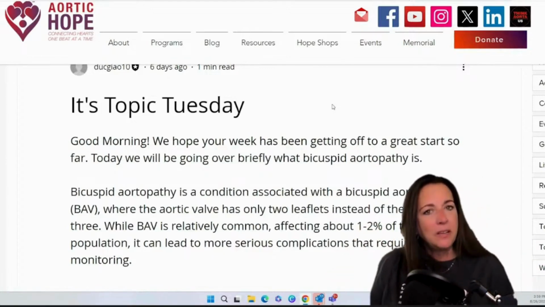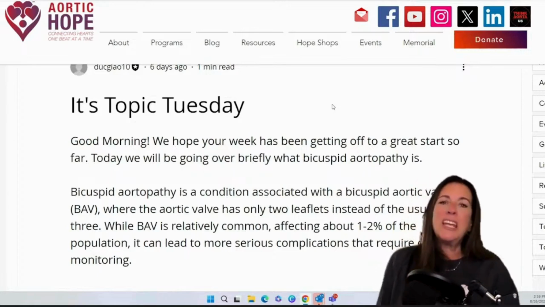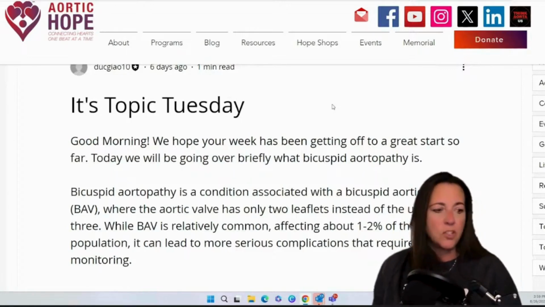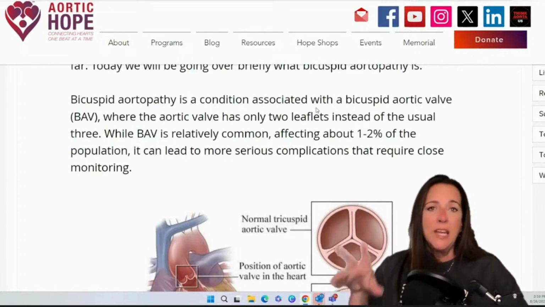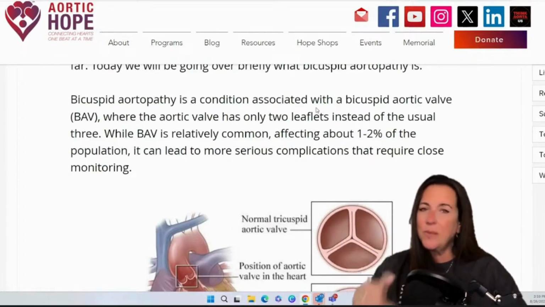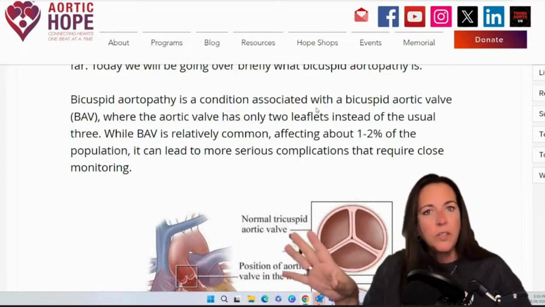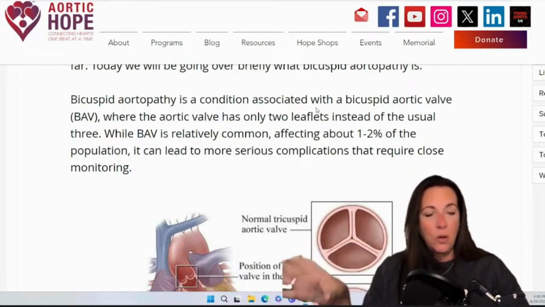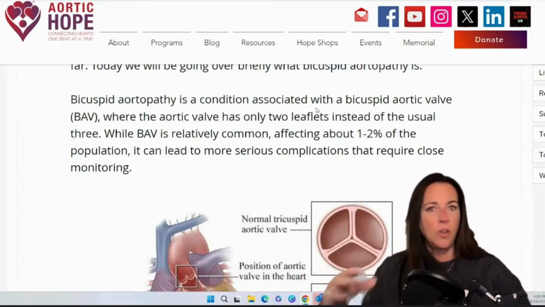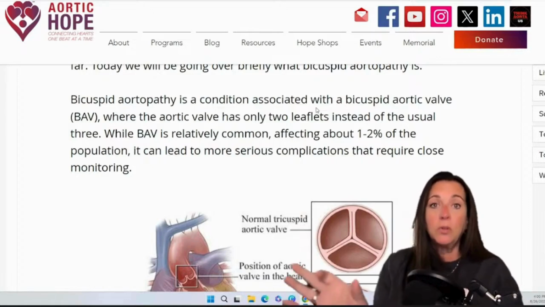BAV is typically common. It affects about 1 to 2% of the population. It can lead to a more serious complication that requires close monitoring. And BAV is a congenital defect, so it's something that you're born with. It's not something that you can develop. So all of you that have normal tri-leaflet aortic valves, if nobody's mentioned it to you and you've had an echo or a CT, then you don't need to worry about it. It probably says normal leaflets in your report.